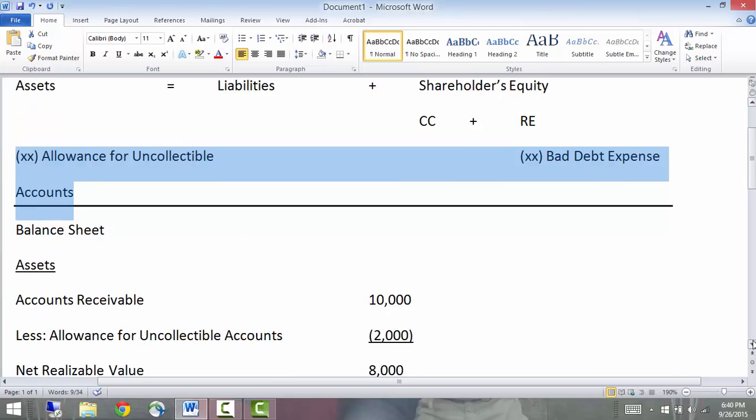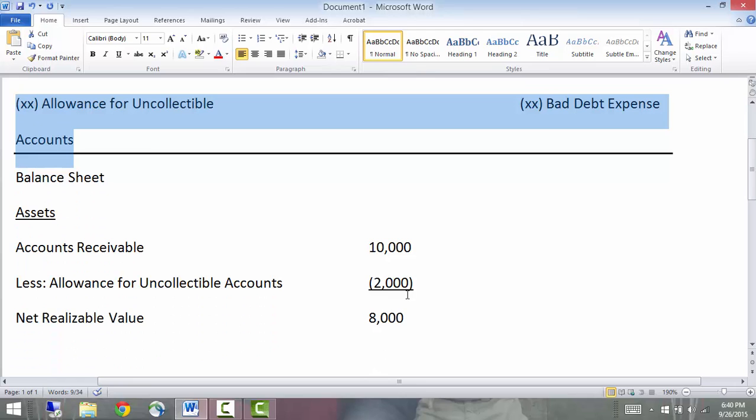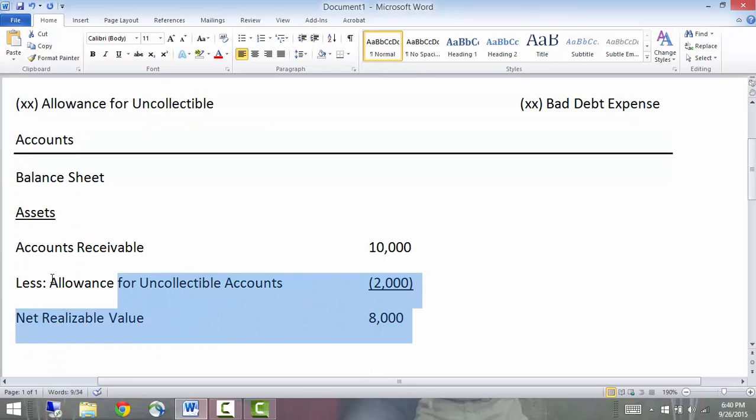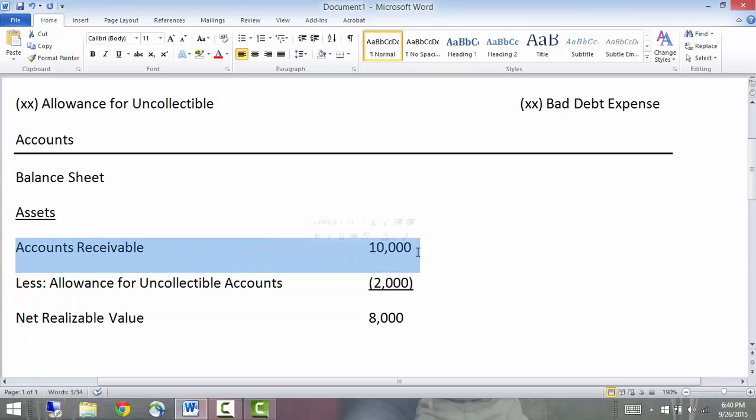And this is how it would look on the balance sheet when you list your accounts receivable. You're gonna say accounts receivable. This 10,000, that is the amount that your customers owe us. The full amount that our customers owe us. They legally owe us 10,000.